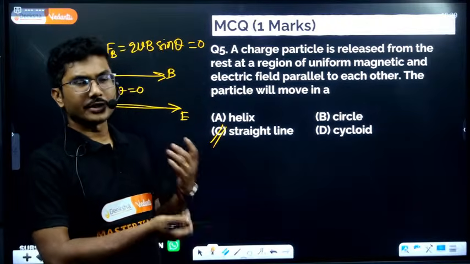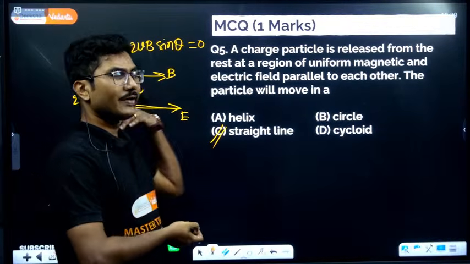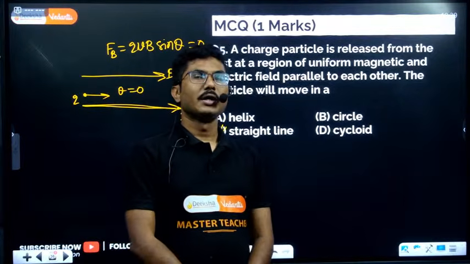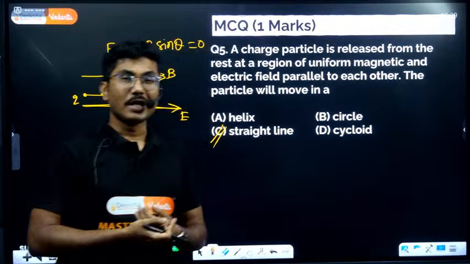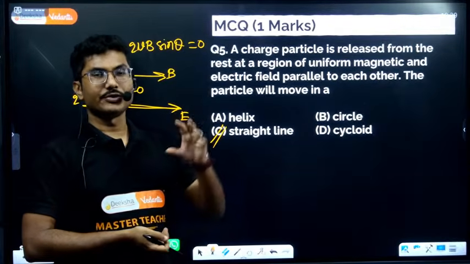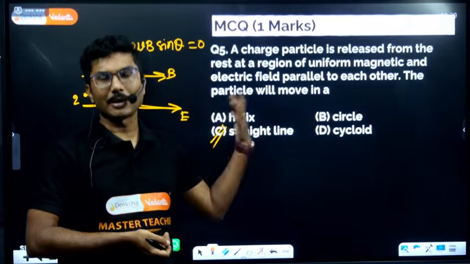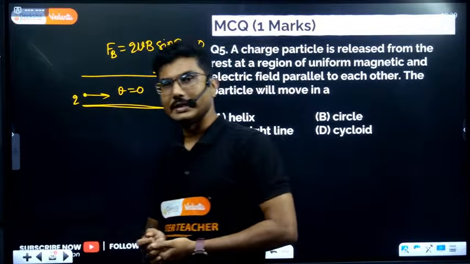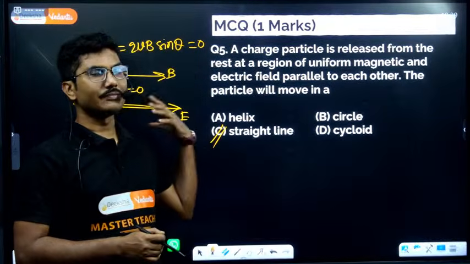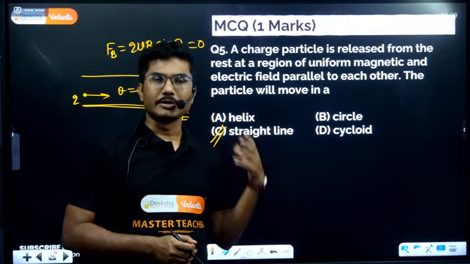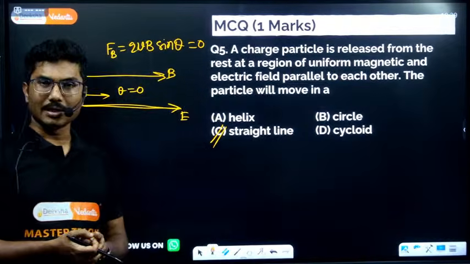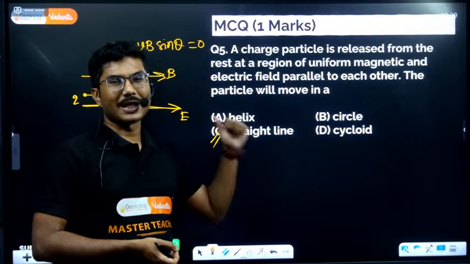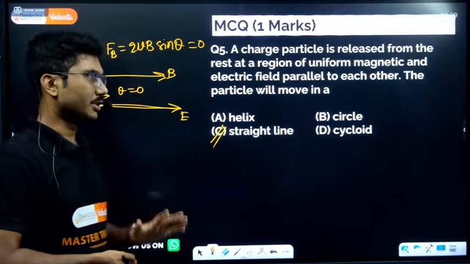When do you observe circular motion? If the magnetic field and the direction of motion are perpendicular to each other, we see circular motion. If there is a component of velocity which is not perpendicular, that means the angle is not 90 degrees, then we see helical motion. If the angle is, say, 45 degrees or 50 degrees or 60 degrees, we see helical motion. If the angle is 90 degrees, we see circular motion. If the angle is 0 degrees, we see straight line motion.